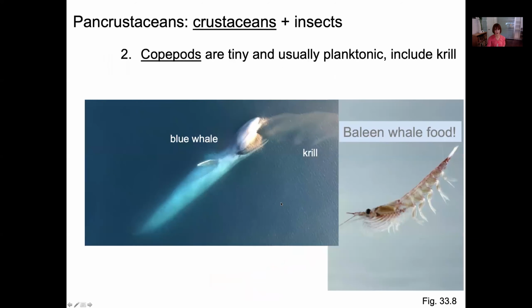Okay. All right, so the second group of crustaceans you should know are copepods, and these are tiny. They're usually planktonic. If you remember, that means that they're kind of free-floating, weakly swimming in the water column. And these include krill, which are famous for being the food that the largest extant animal, the blue whale, and other baleen whales feed on. These are tiny, tiny marine crustaceans.